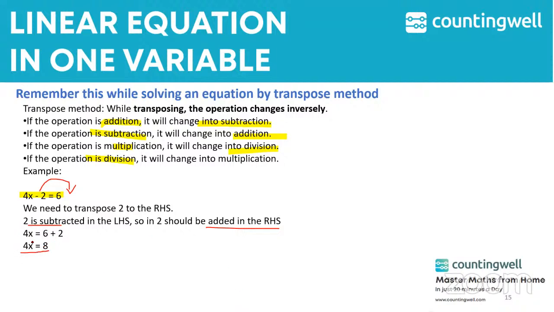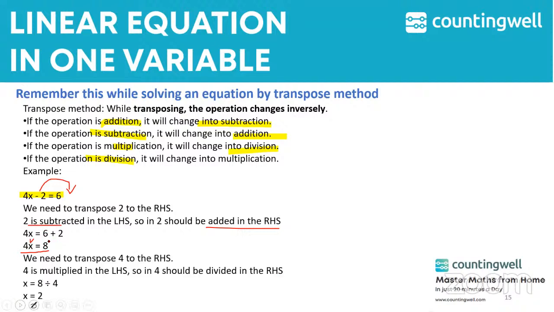Now we want to find the value of the variable x. 4 is in product with x. So on transposing, it will get divided. Correct. So transposing 4 to RHS, it should be divided on RHS. So we have 8 divided by 4, which is 2.